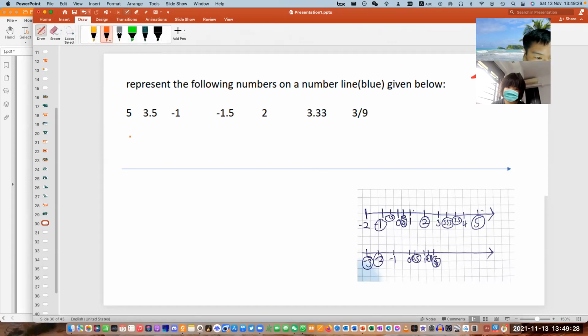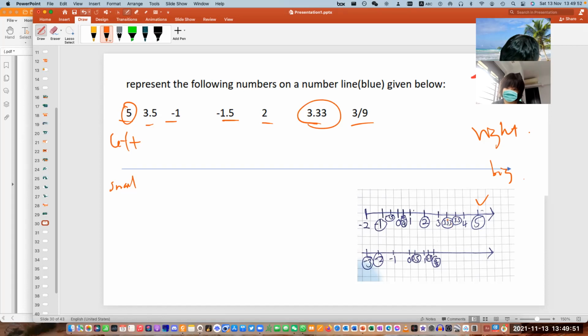So this is the left side. Of course, this is the right side, and then the left side is small to big. So the biggest number among all these is 5. So I should see 5 here. Very good. And then the second biggest is 3.33. Yeah, here. Oh, 3.5 also. Yeah, good. And then this one done, this one done, this one done. So 2 is done. Very good. Then 3/9. Good. And then -1, -1.5.